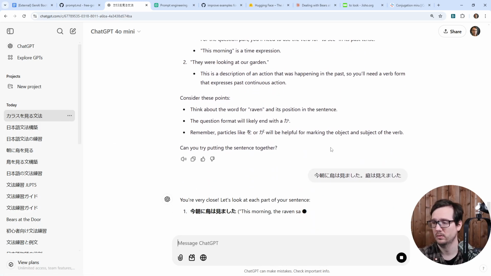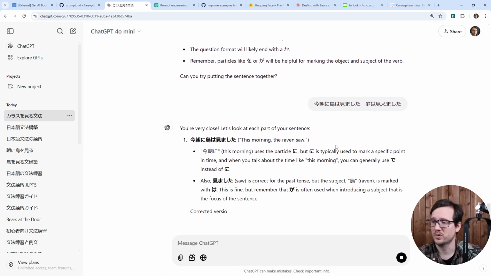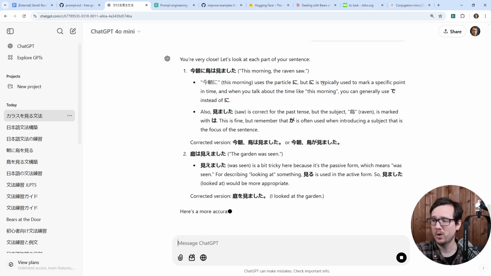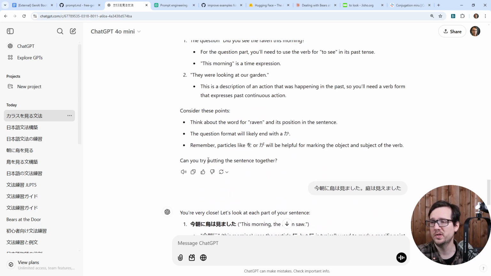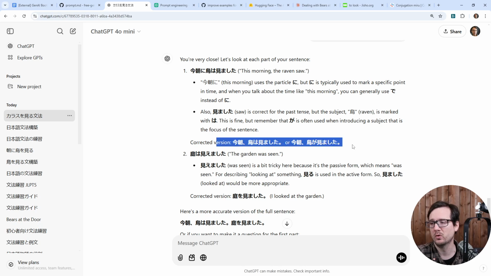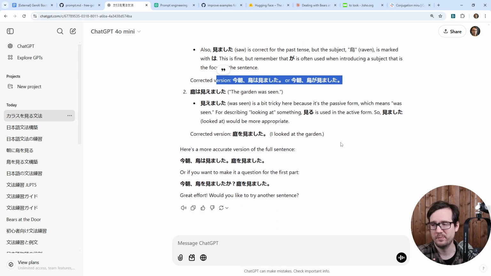We'll hit enter. You're very close. Let's look at each part of the sentence. This morning, the raven saw the corrected version. So you can see it, GPT-4o Mini, it's starting to correct it, right? And it's not supposed to do that.